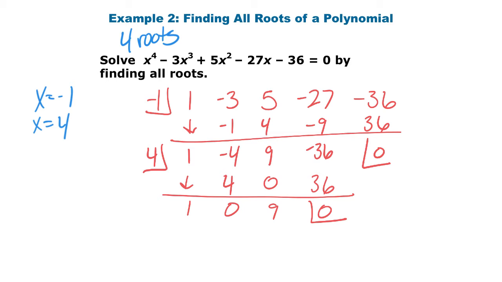Okay, I've done synthetic division with the 2 roots that I know. At this point, if I start factoring, I would have x plus 1, that's for that -1 root, x minus 4, that's for that positive 4 root. And what I'm left with here after synthetic division would be x squared plus 9. So this is what I have so far, but I need 4 roots.